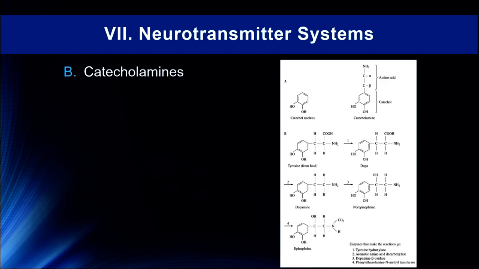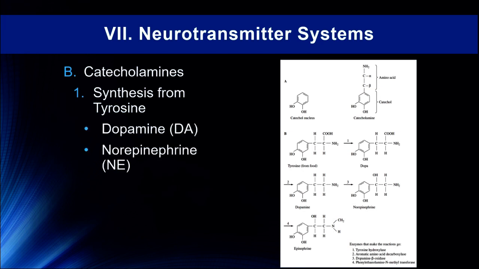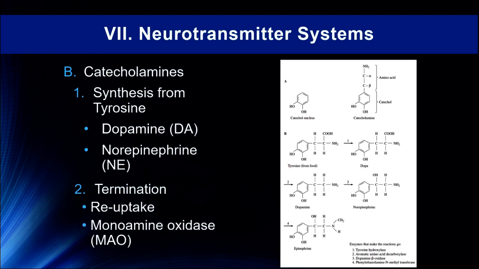The catecholamines are the next general class of neurotransmitters. These are synthesized from tyrosine, which is a protein. These include dopamine and norepinephrine. These are terminated by reuptake and by monoamine oxidase inhibitors. These are both monoamines as well. If you look over here on the right, you can see tyrosine is synthesized into DOPA, dopamine, norepinephrine, and epinephrine. These are what we call the monoamines, and so MAOIs, or monoamine oxidase inhibitors, can increase the synaptic availability of these particular neurotransmitters. And we'll talk about MAOIs more when we get to talking about antidepressant treatments.